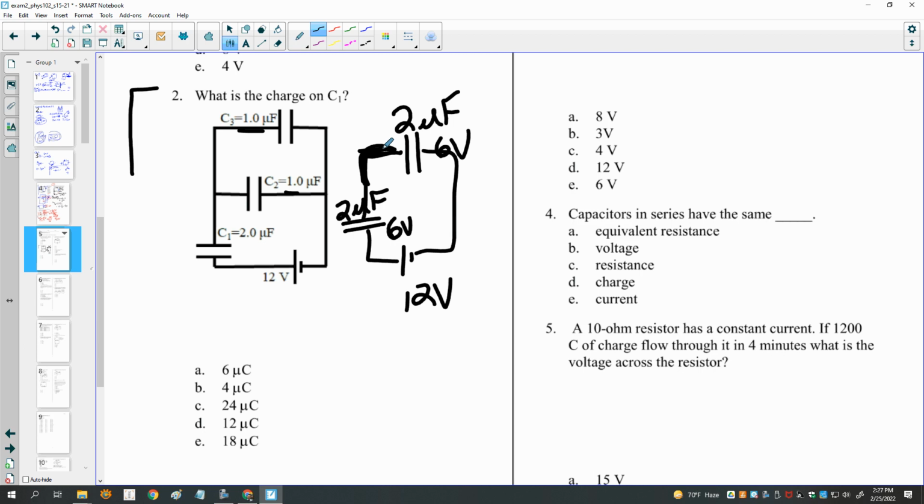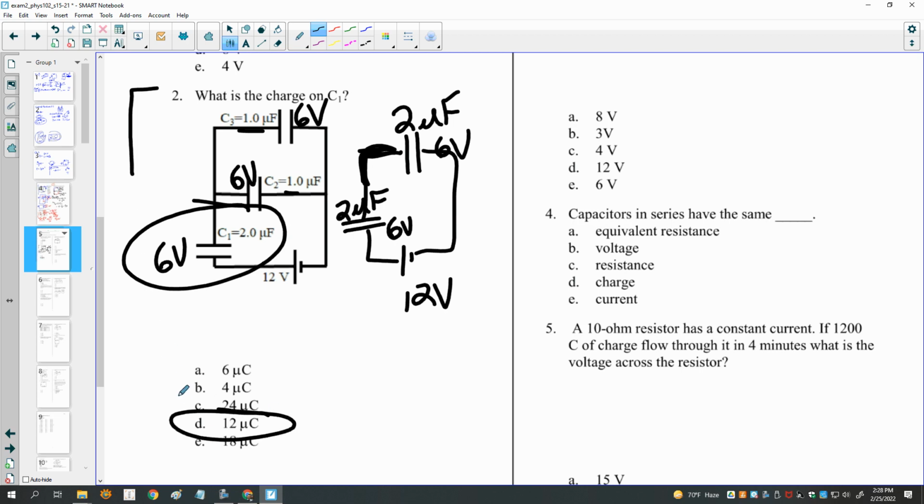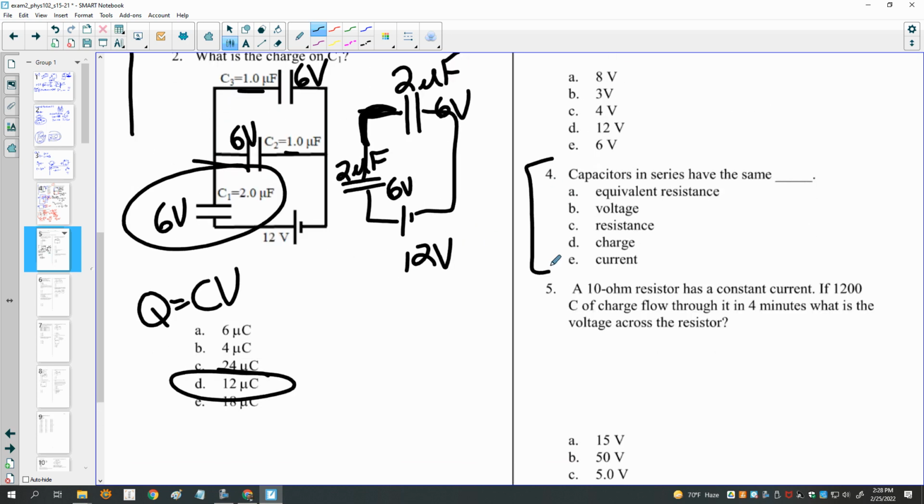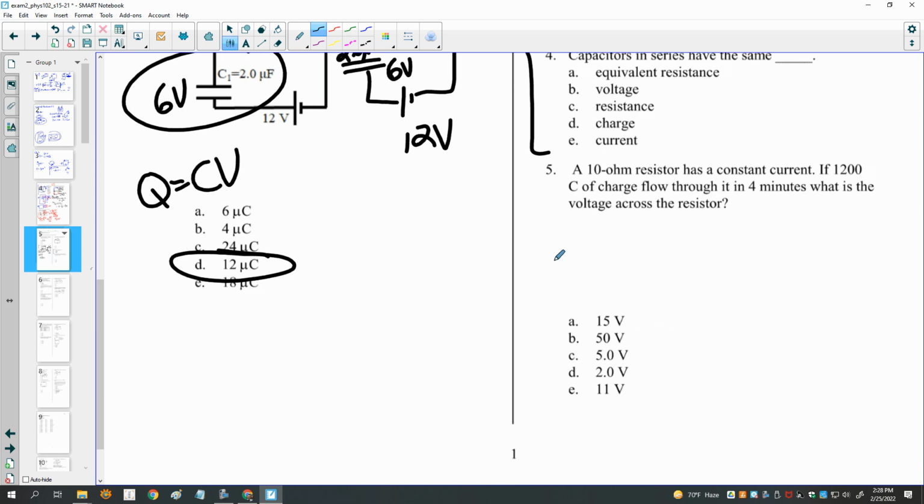So I have 6 volts and 6 volts on each of those. So I have 6 volts here. By the way, I have 6 volts here and here because those are in parallel. Capacitors in parallel share the same voltage. Capacitors in series split up the voltage, or divide the voltage. So I'm looking for the charge on C1. Anytime I get two quantities, I can figure out the third quantity. Q is equal to CV, so that's 2 times 6, and that's equal to 12. Make sure that you're aware of the rules that we have.